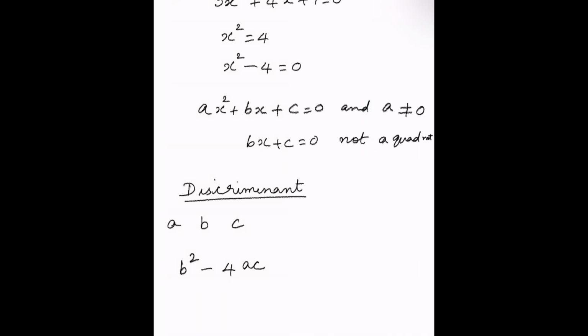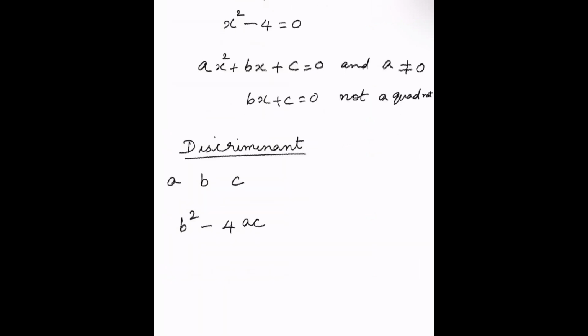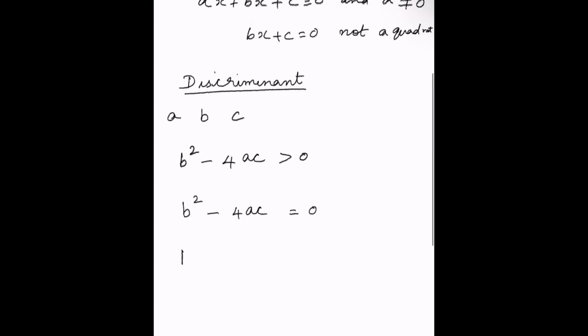Now, depending on the value of the discriminant, what are the possible values that it can take? The discriminant can be greater than 0, or b square minus 4ac can be equal to 0, or b square minus 4ac can be less than 0. So these are the 3 possible cases. After you calculate b square minus 4ac, you have to look at what value you got.